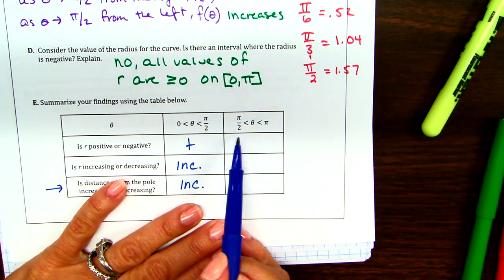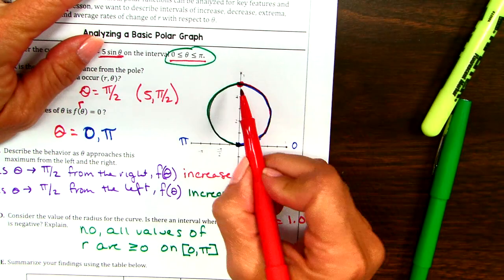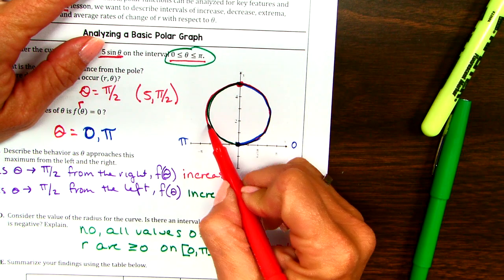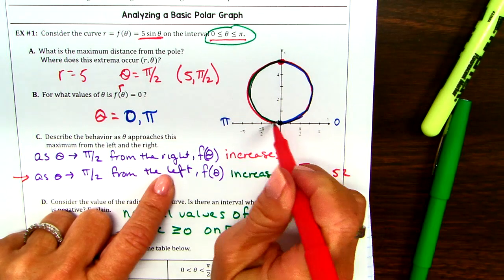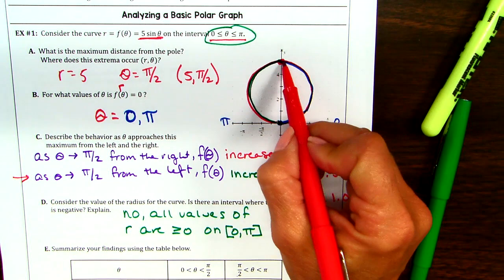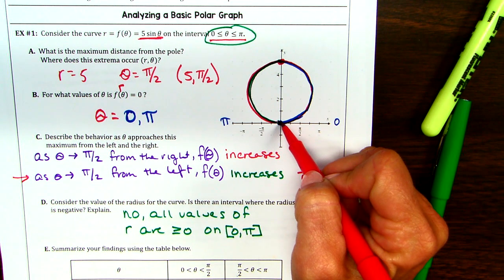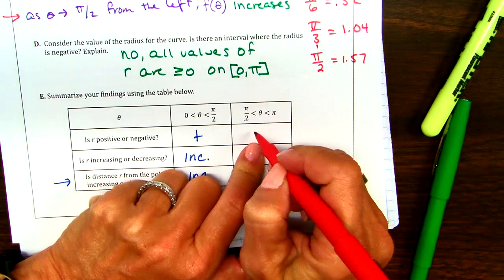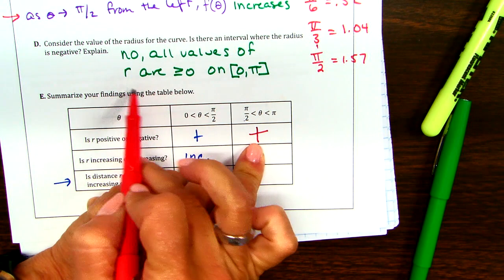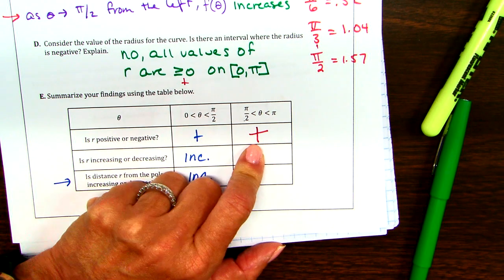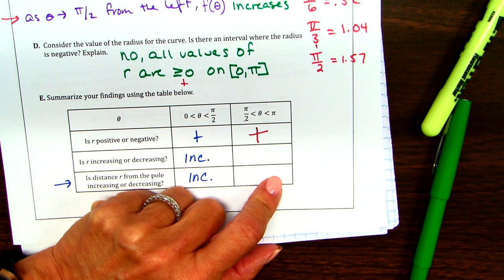Let's do the same thing from pi over 2 to pi. So look at my pen. From pi over 2 to pi. That's different from what we did right here, which was from the left, like this. This is saying from pi over 2 to pi, which is right here. Are the R's positive or negative? Positive, right? They're all positive. Remember, we said all values of R are greater than or equal to 0, which is code for positive. Are the values increasing or decreasing?